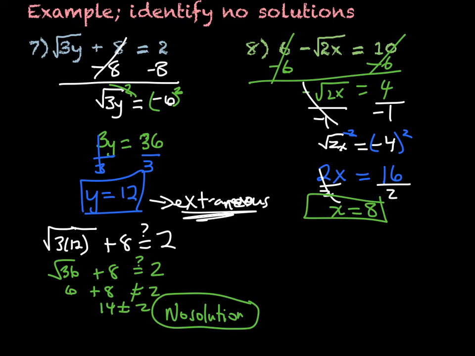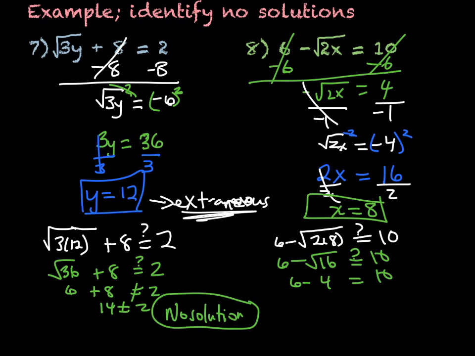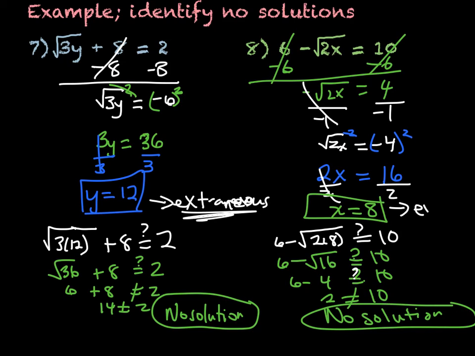So when I do that, I see that I have 6 minus the square root of 2 times 8, and I want to know if that is equal to 10. So when I solve that out, 6 minus the square root of 16, is that equal to 10? That would give me 6 minus 4. And 6 minus 4 is actually 2, which is clearly not equal to 10. So there is no solution. And again, this would be extraneous. So that's your final answer, no solution on that.